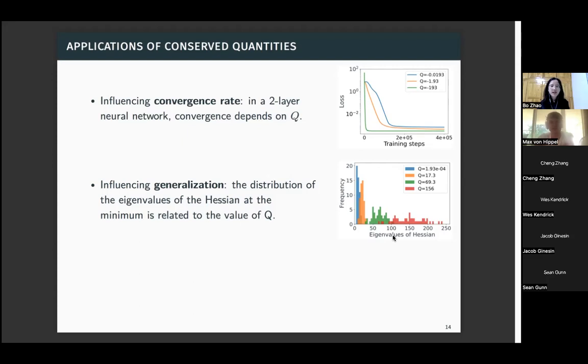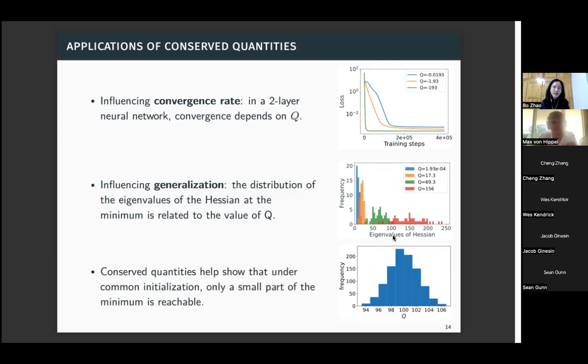And similarly, different trajectories converge to different minima, which have different conserved quantity values. So we can also find a relationship between generalization and conserved quantity values. Here we measure generalization by the sharpness of the minimum, or the magnitude of the eigenvalues of the Hessian. And we observe that if we initialize the parameters with different values of Q, then the distributions of the eigenvalues of the Hessian after it converges would be different.